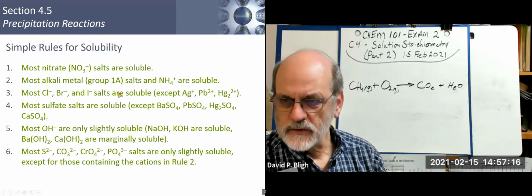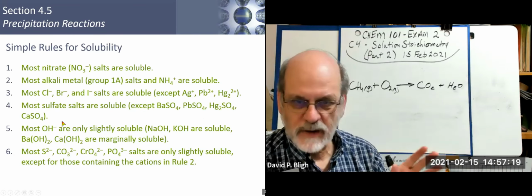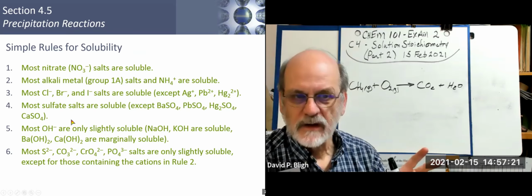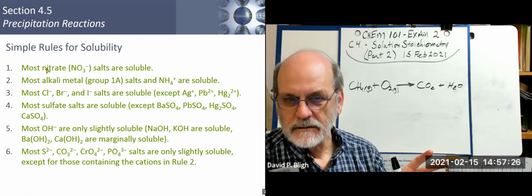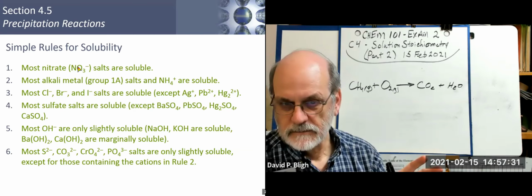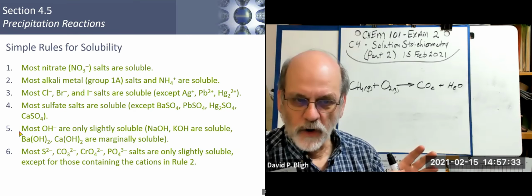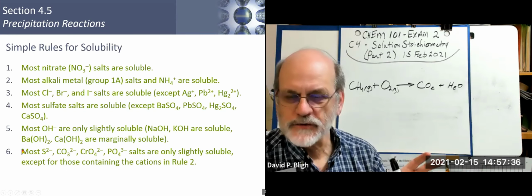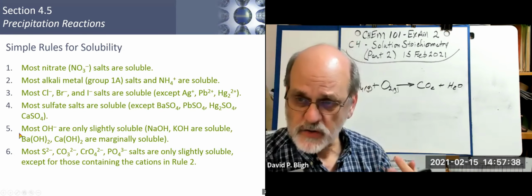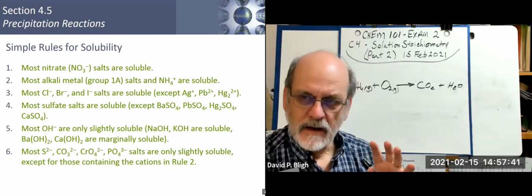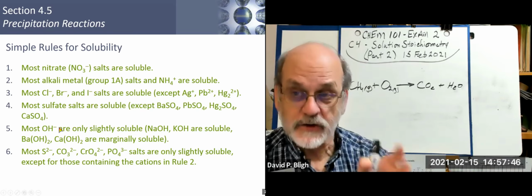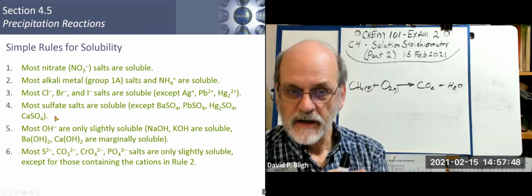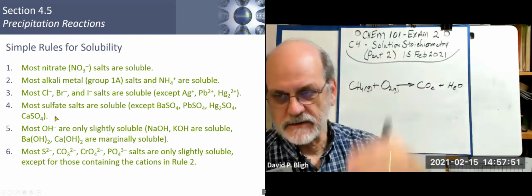Now, these are the rules that I'm not going to require that you memorize. I just put them there to show you that any compound with nitrate in it is soluble. And these are organized 1 through 6, I think. Yeah, 1 through 6 in such a way that if you have a conflict between two of the rules, like both of the rules apply to the situation, the one above takes precedence.